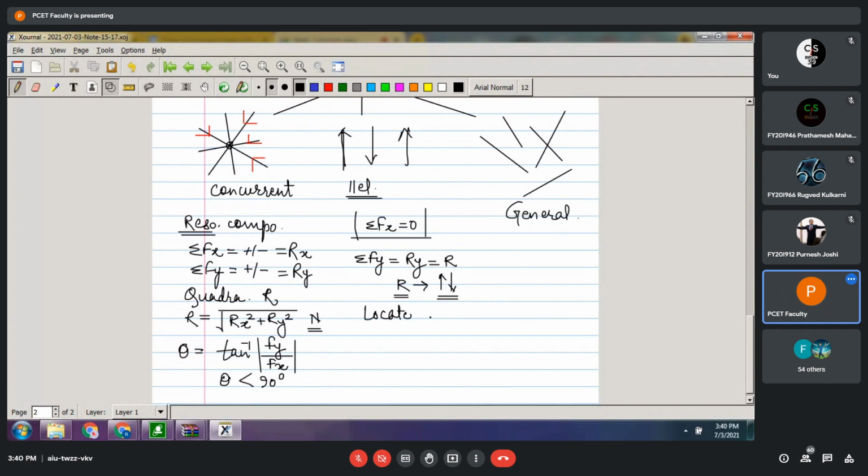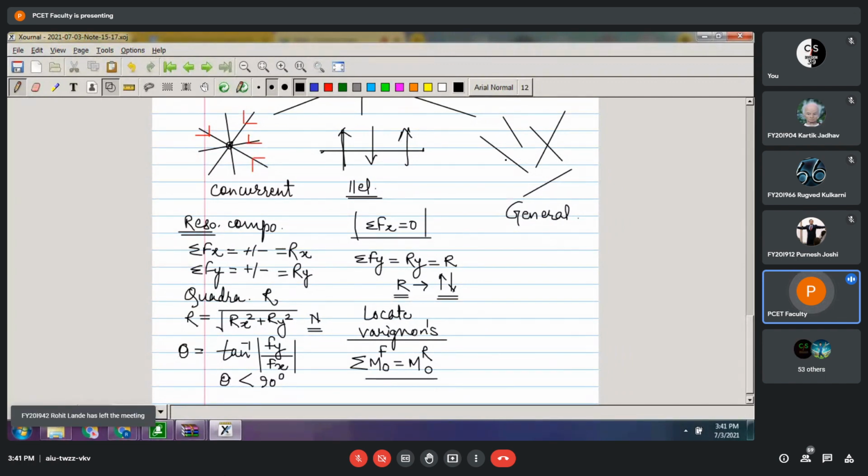Once I get the magnitude of the resultant and its direction, upward or downward, I have to locate the resultant on my given frame or member or beam by using which theorem? Varignon's theorem. So Varignon's theorem can give me the location of the resultant with respect to any point, left hand point or right hand point, anyone. The mathematical expression is: the algebraic sum of moments of all the forces about any point in the given plane must be equal to the moment of the resultant about the same point.